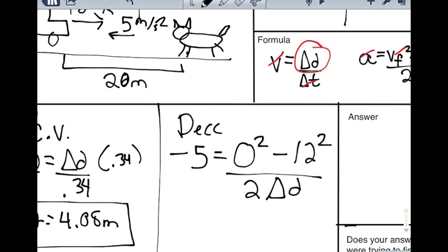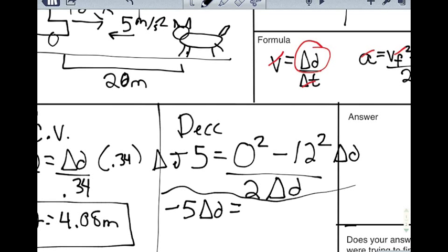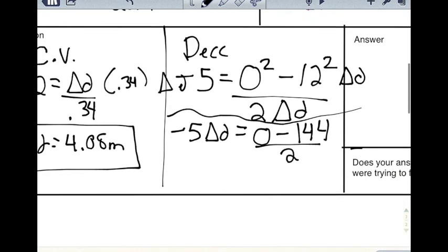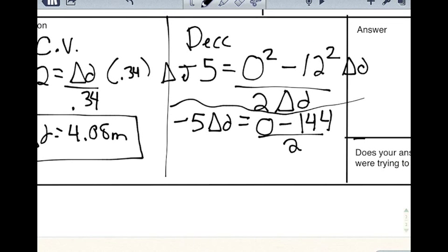Okay, the first thing that you want to do is isolate this delta d term. So in order to do that, I'm actually going to multiply both sides by delta d. And when I do that, I'm going to end up with -5 delta d equals, and I'm going to start to simplify this a little bit. I know that 0 squared is 0. I know that 12 squared is 144, and then I know this right here is going to be 2 because we moved the d over. So now I'm going to say, okay, let's simplify it a little bit more. I'm going to turn this into -5d equals -72.